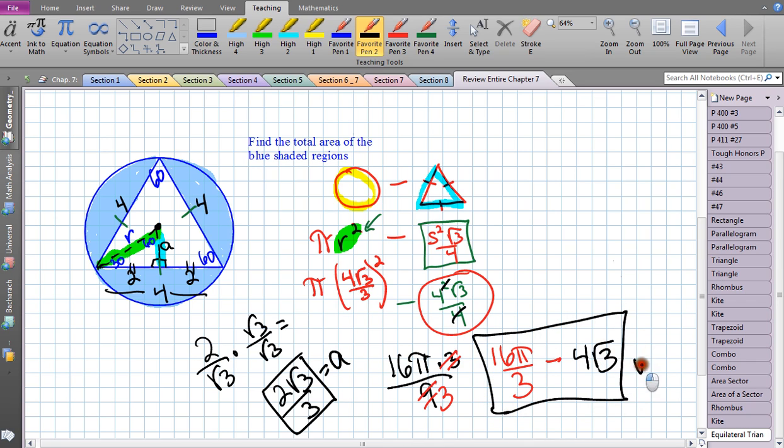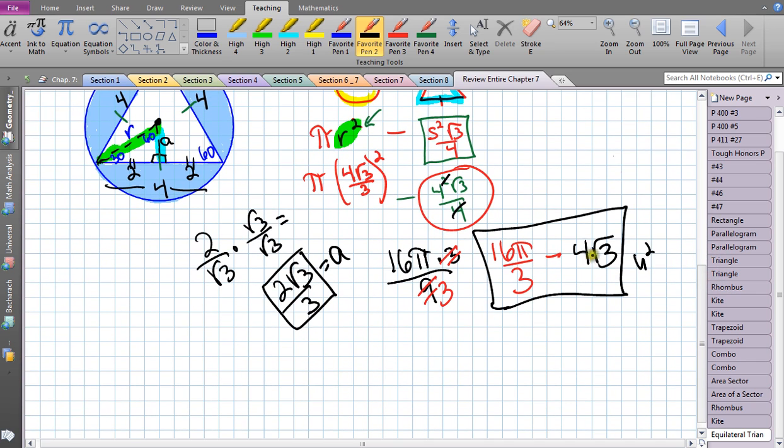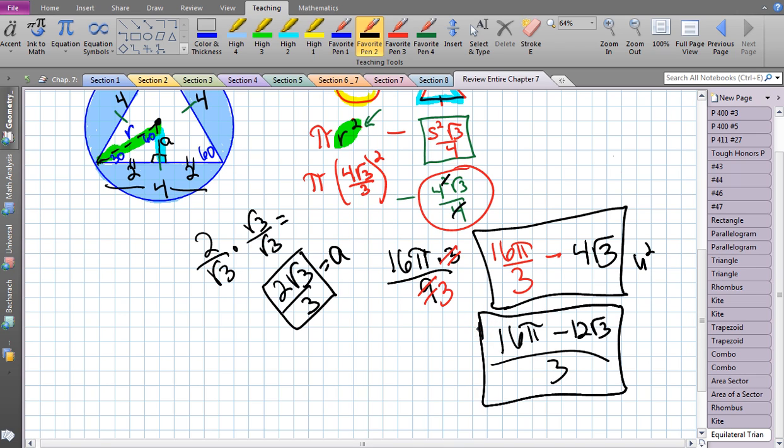Altogether, this is our final answer: 16 pi divided by 3 minus 4 radical 3. Another acceptable answer would be 16 pi minus 12 radical 3 all over 3. What I just did was get common denominators to write that binomial all over one fraction.